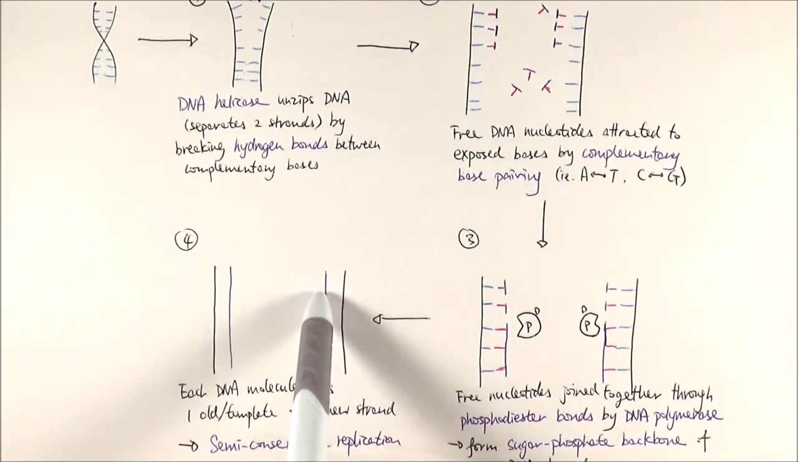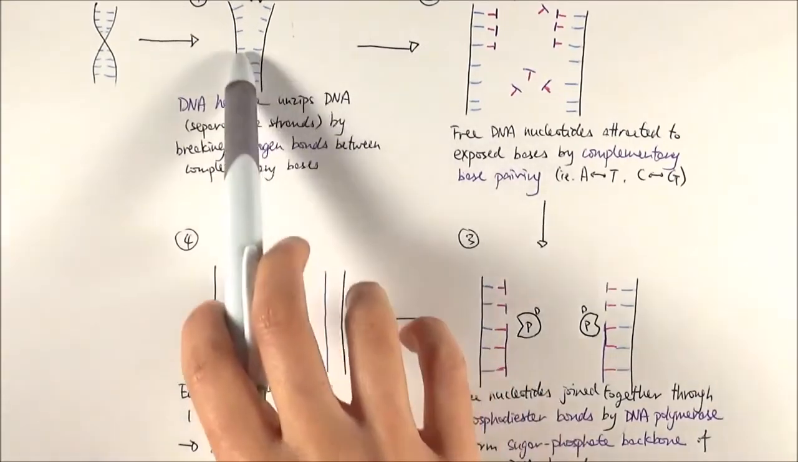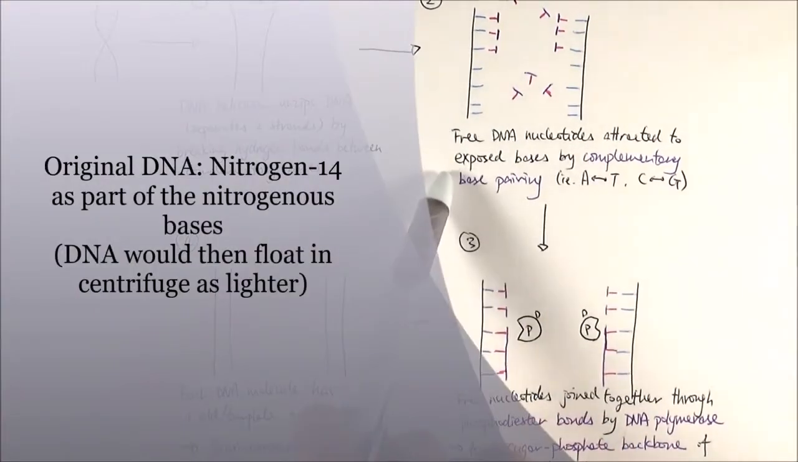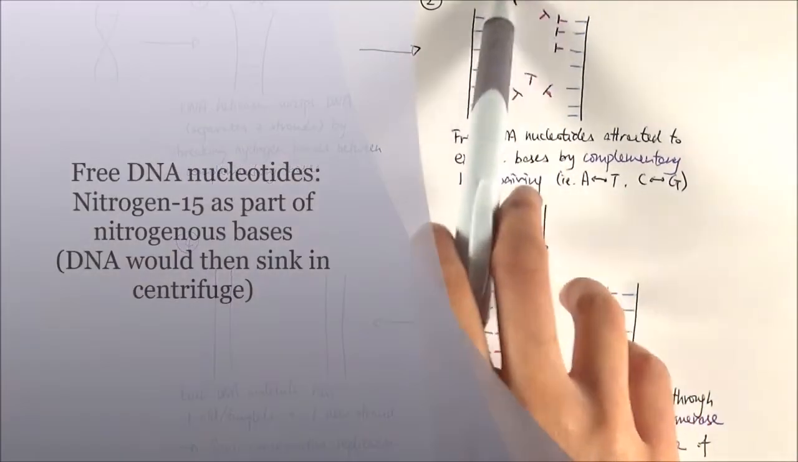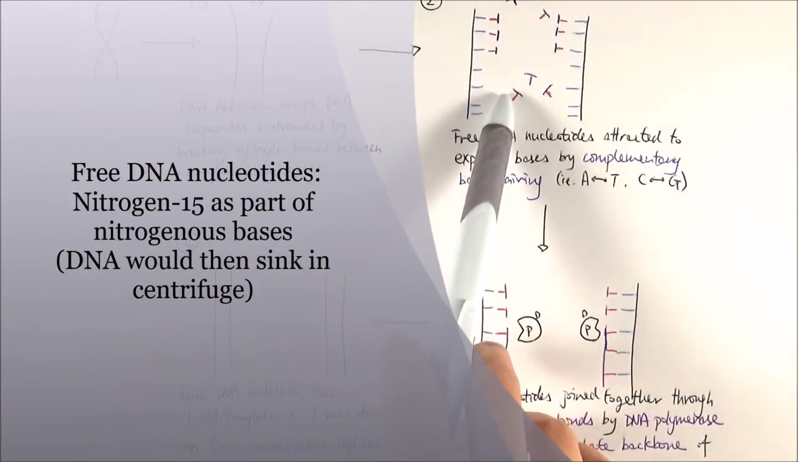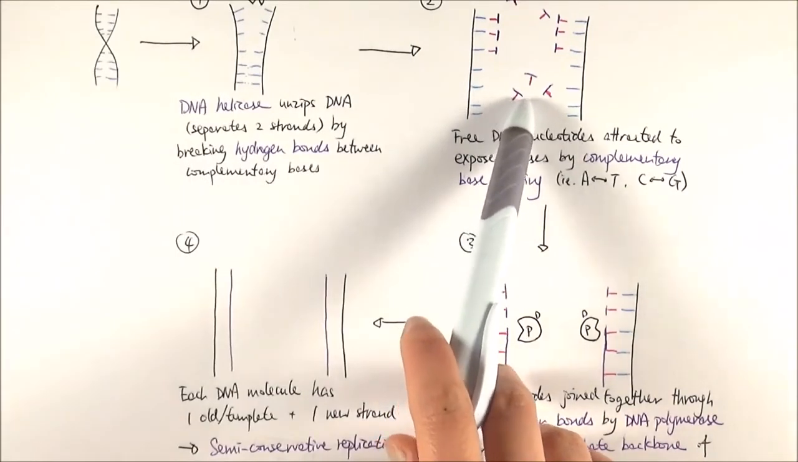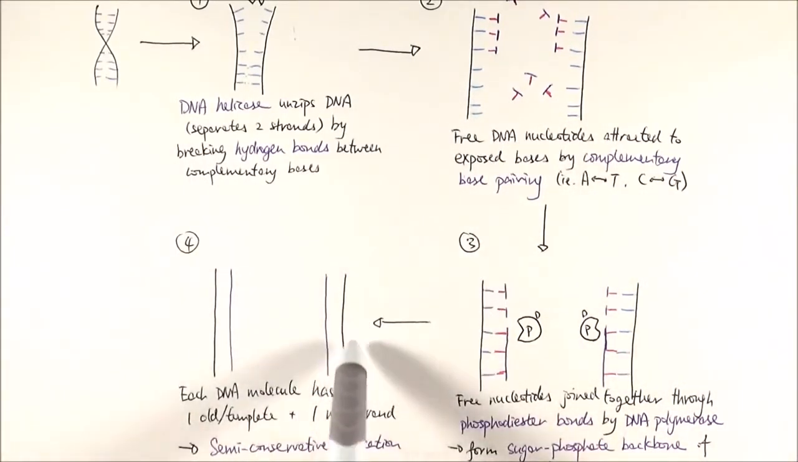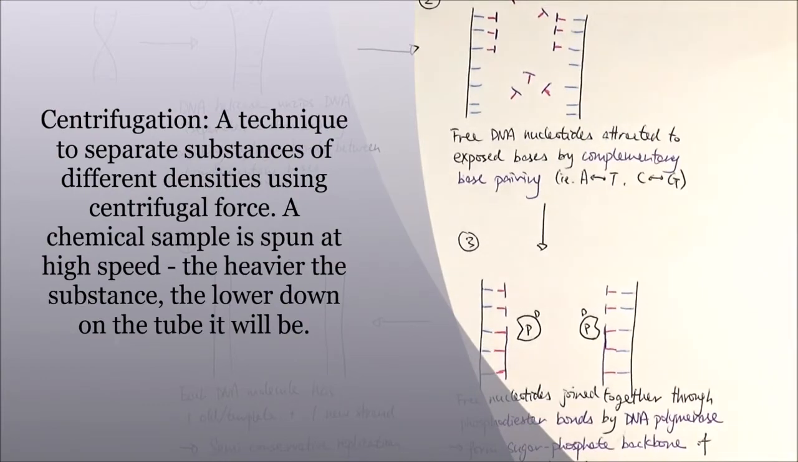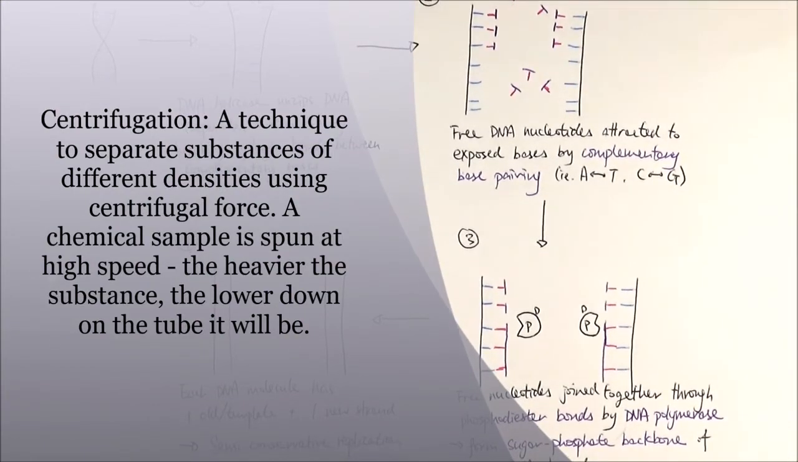There's a famous experiment, which is how they discovered this, and it's often an exam question, in which they used a different nitrogen for the nitrogenous bases. So the old strands of DNA would have N14, which is the normal, lighter version. Then the free nucleotides would have N15, which is the modified, heavier nitrogen. Afterwards they did centrifugation to see what kind of results they would get.